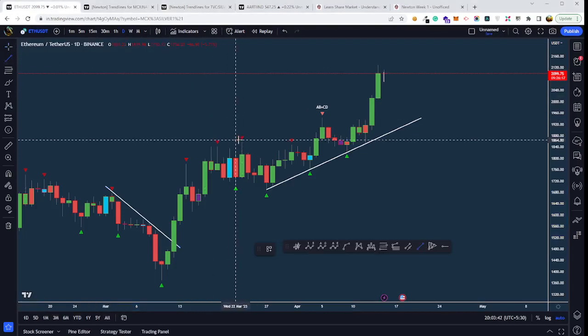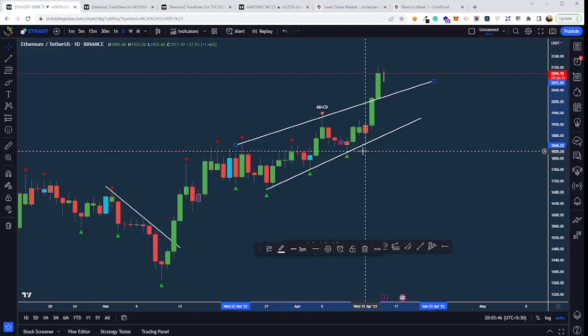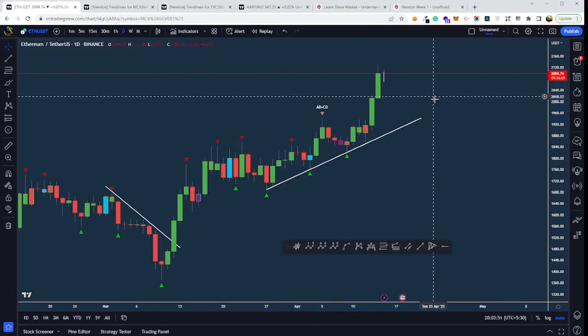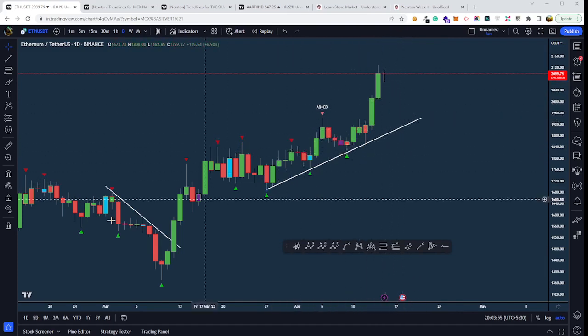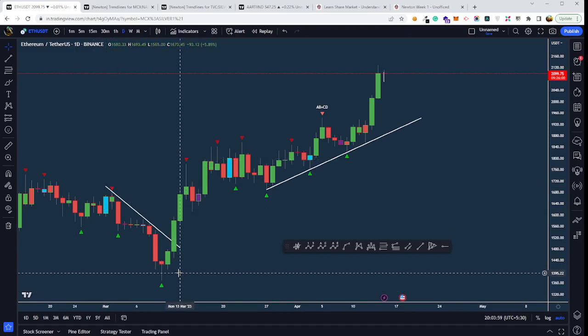Now, you may see a drawing like this. This is called a channel. This is not a trend line at all. The trend line has to be this one only. If it is going up, the trend line has to be down. And if it is falling, the trend line has to be on the upside. So when it is falling, the trend line is sort of signifying the resistance, and when it is going upside, the trend line is sort of signifying the support.